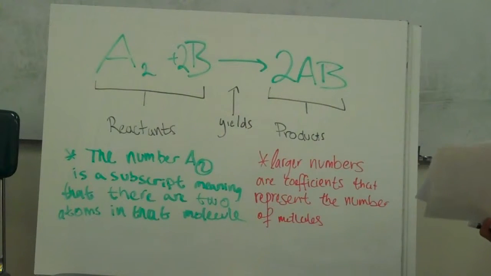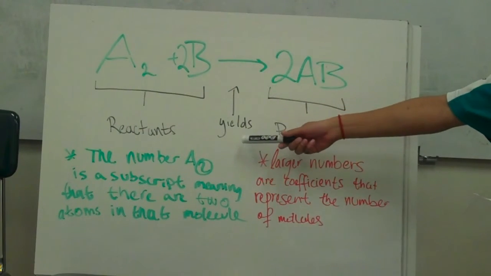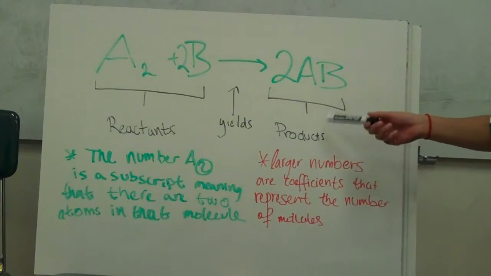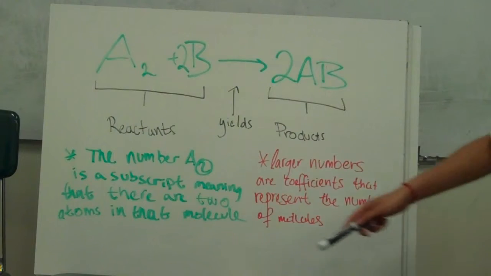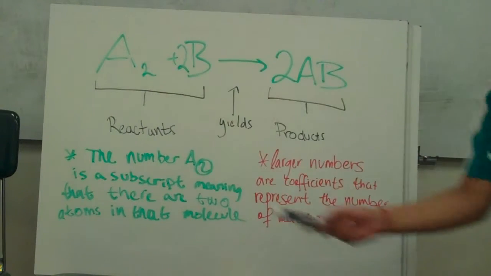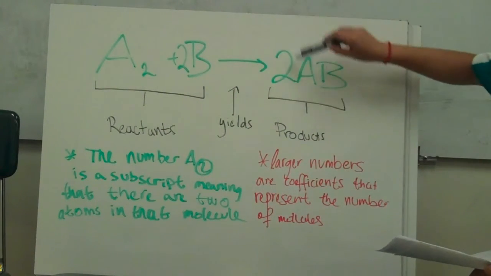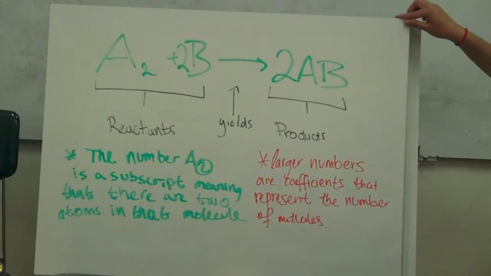For the following simple equation, you have A plus 2B yields 2AB. The arrow in the middle signifies yields, so that is what you get. This is the product. This is what you get from the reaction. The reactants is what you're reacting. The number 2 up here is a subscript, and it means that there are 2 atoms in that molecule. The larger number, 2, here and here, are coefficients, and they represent that they're that number of molecules.